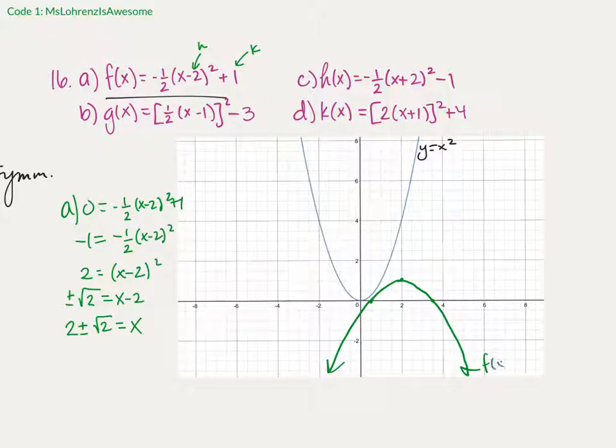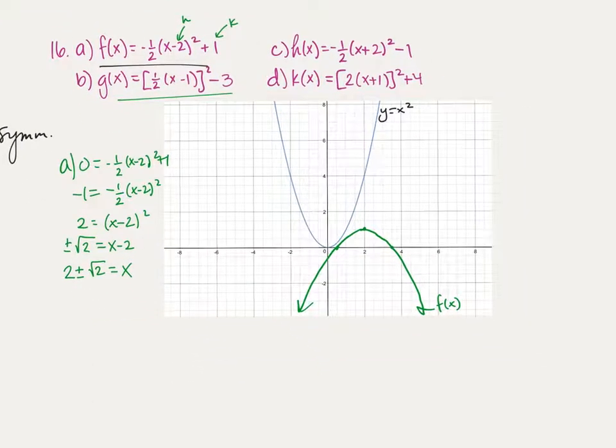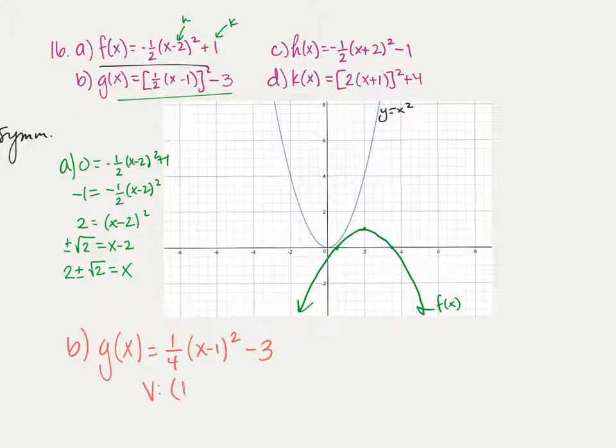That's f of x. For B, we're given g of x equal to quantity 1/2 x minus 1 squared minus 3. So this is not completely in standard form yet because the x minus 1 itself is not squared. So we're going to rewrite this. B will be g of x is equal to 1/4 times quantity x minus 1 squared minus 3. So I just squared the 1/2 and the x minus 1. And now my vertex is going to be 1, -3. And my x-intercepts, set that equal to 0 and solve.